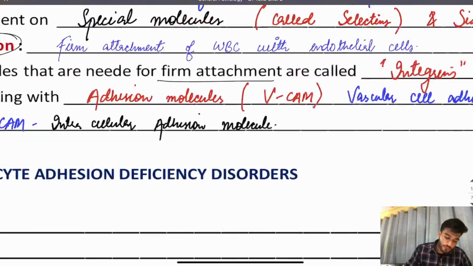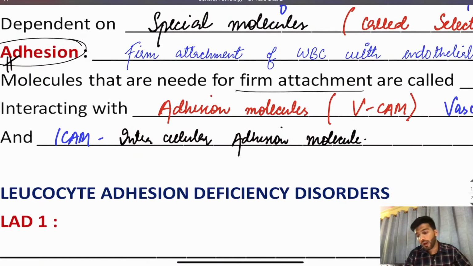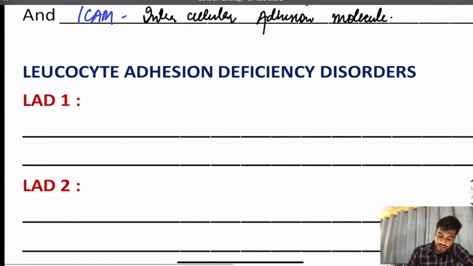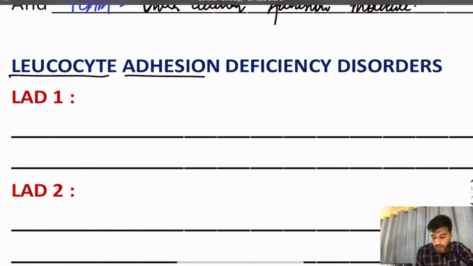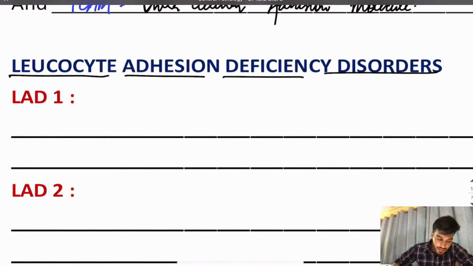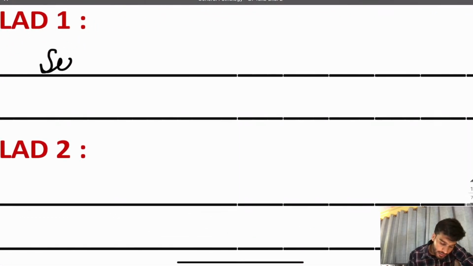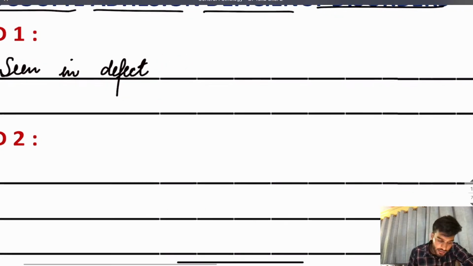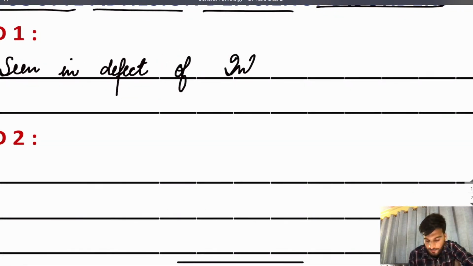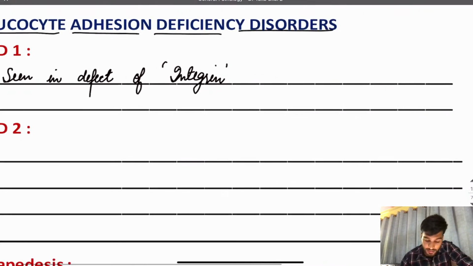Now, clinical correlation, guys: if there is a defect in these adhesion molecules, we have disorders called leukocyte adhesion deficiency disorders. LAD1 is seen in defect of integrins. If there is a defect of integrin, guys, what will happen? LAD1. What is LAD, guys? Leukocyte adhesion deficiency disorder, a defect in the integrins, which are adhesion molecules. What is integrin, guys?